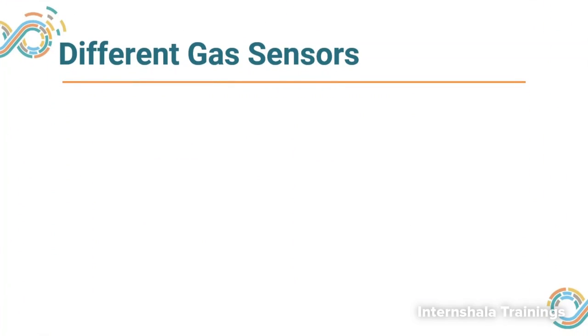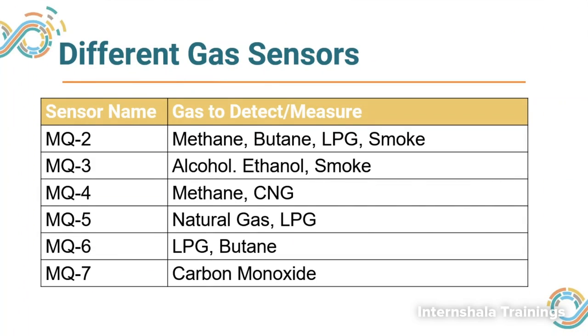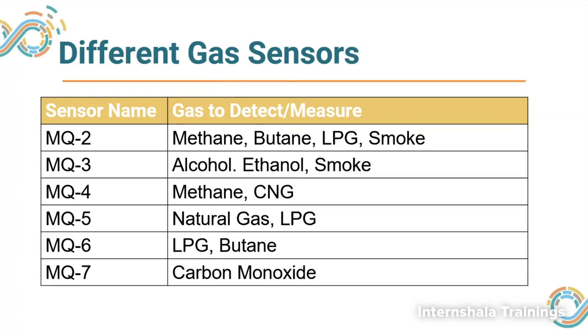There are sensors which are designed for specific gases. MQ is the sensor series. MQ2 is designed to detect or measure methane, butane, LPG and smoke. MQ3 for alcohol, ethanol and smoke. MQ4 for methane and CNG. MQ5 for natural gas and LPG. MQ6 for LPG and butane, and MQ7 for carbon monoxide. There are more sensors as well, and whenever you need them you can go and find the relevant sensor.